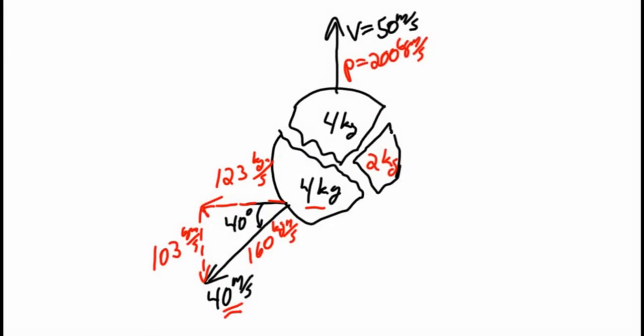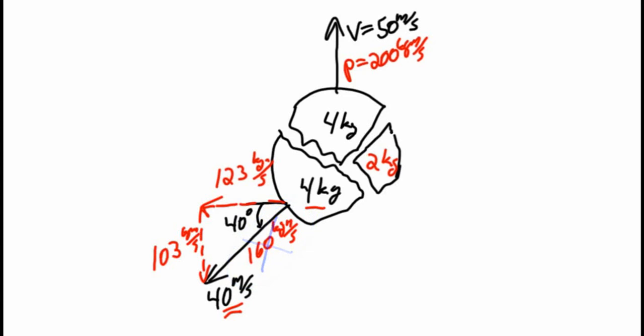Notice please, after we took the component, we never ever again will use that 160. That 160 is not used again, okay? Because we're not using the 160. Instead, we're using the components, okay?